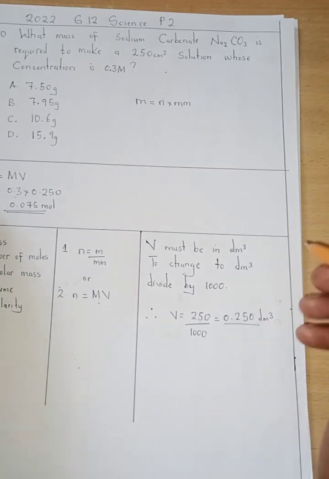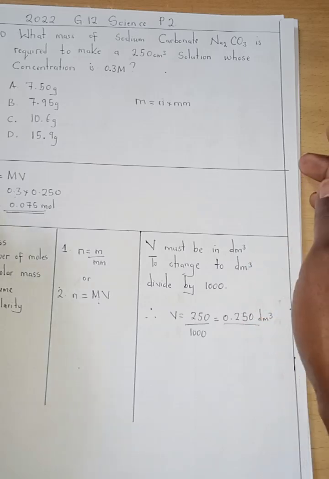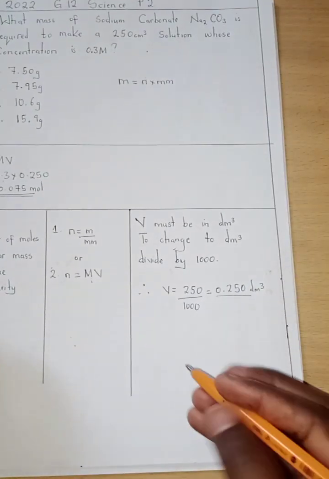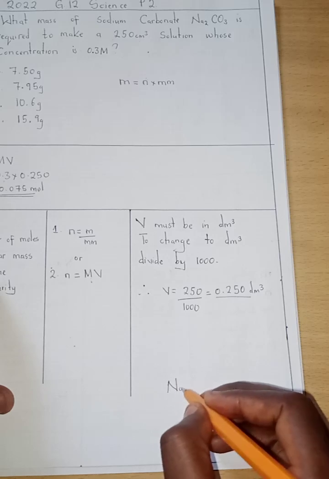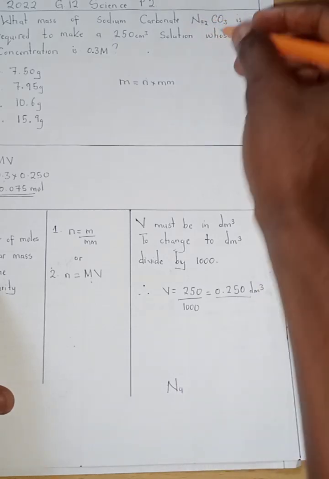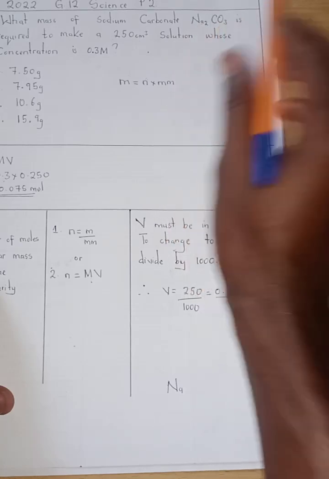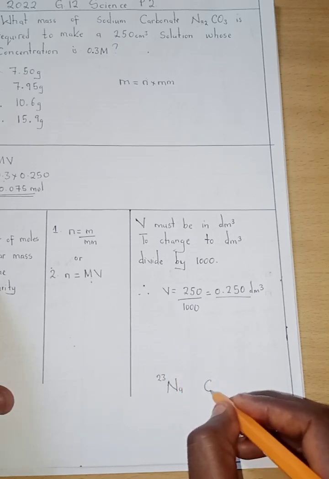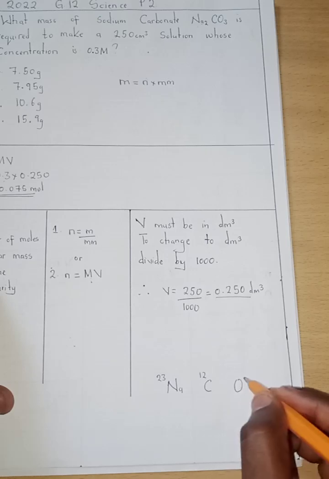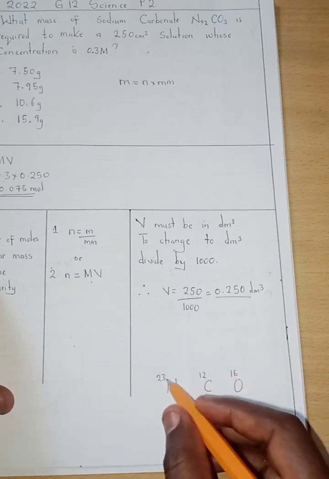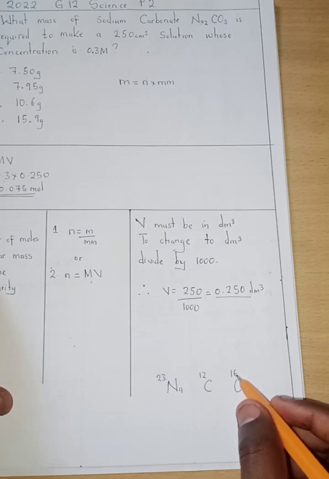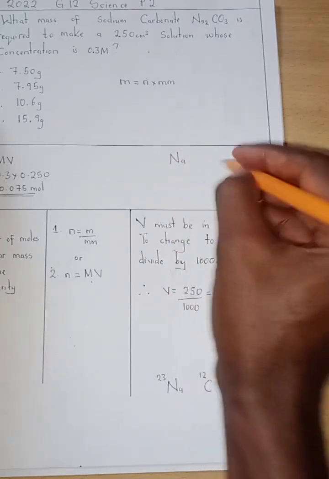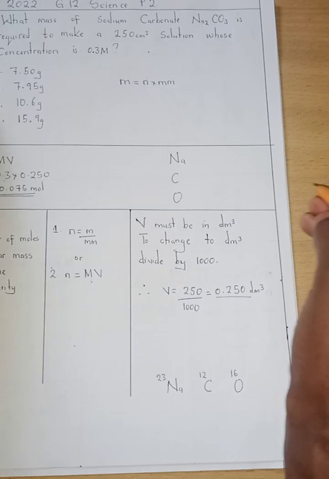Now, the way we find molar mass is we just add the mass numbers of each atom. When you go on the periodic table, we have these atoms: sodium, carbon, and oxygen. Sodium, you are going to find as 23 on top. Carbon, you find as 12. And then oxygen has 16. So the numbers on top are the ones you add to get the molar mass.